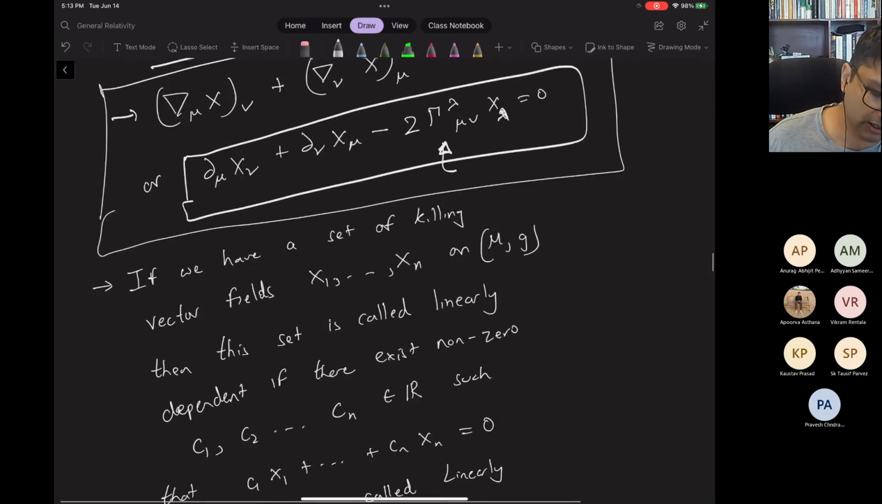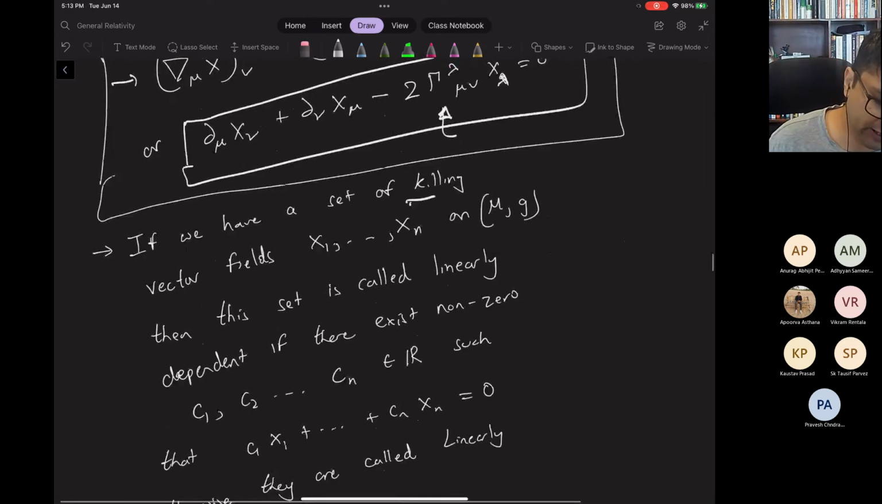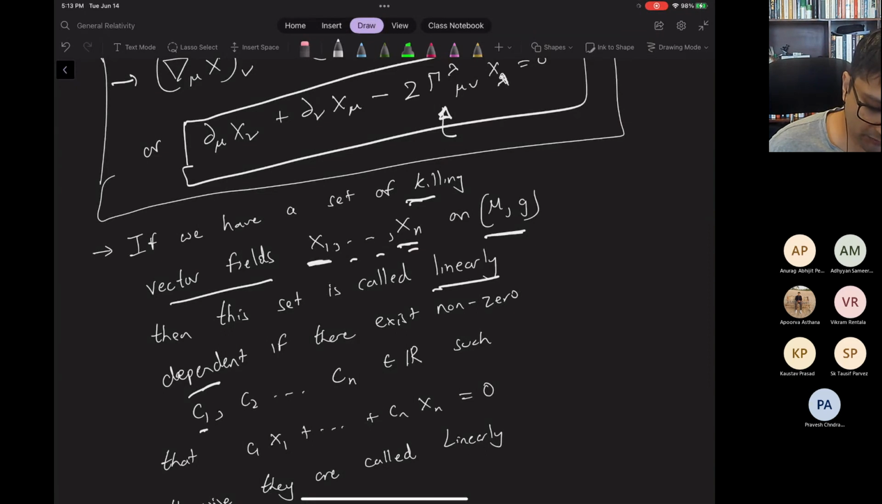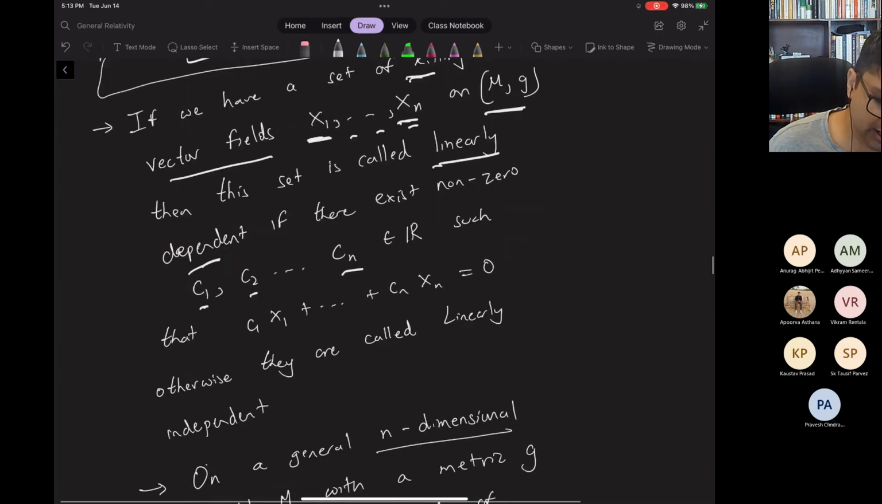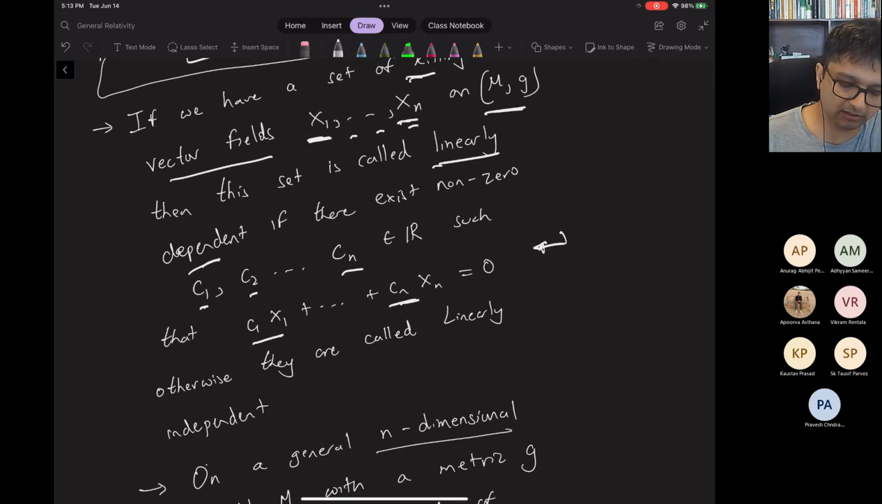Now if you have a set of Killing vector fields, X1 through Xn on the manifold M with the metric G, then this set of Killing vector fields is called linearly dependent if there exist non-zero coefficients C1 through Cn such that C1 X1 plus dot dot dot plus Cn Xn is equal to 0. That is, you get a zero vector field by taking some linear combination of these. Then you say that this set is linearly dependent. Otherwise it's called linearly independent.